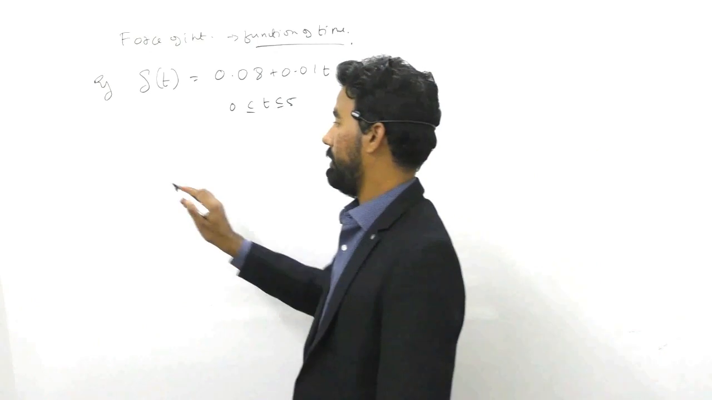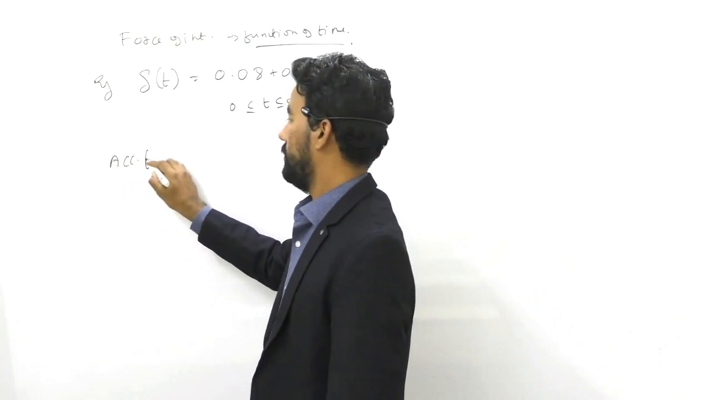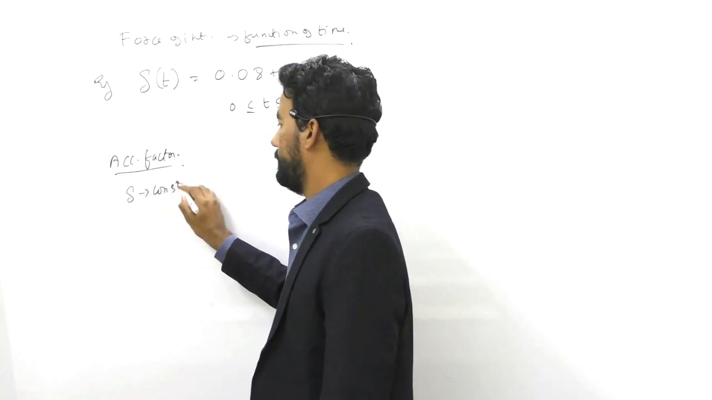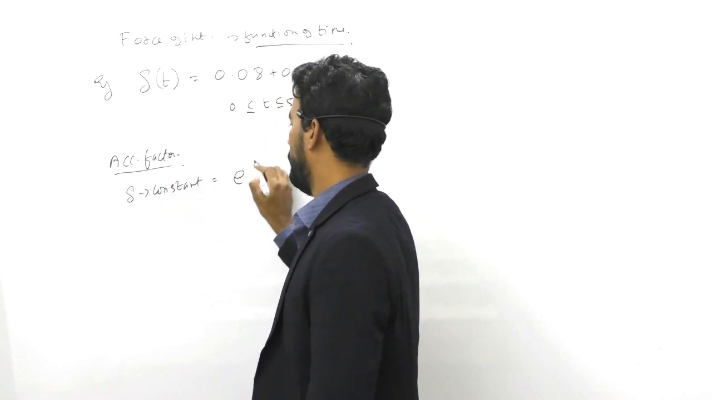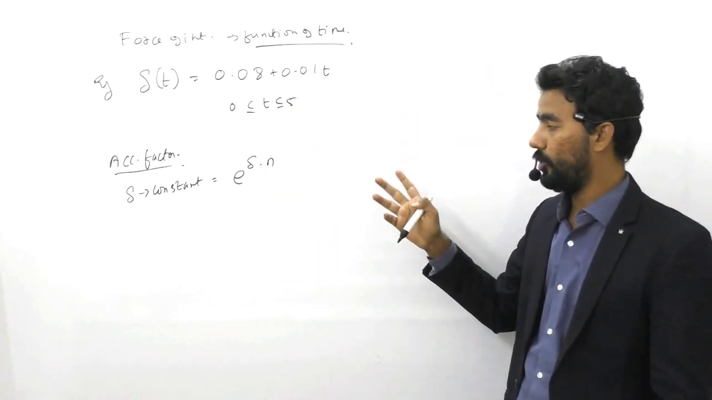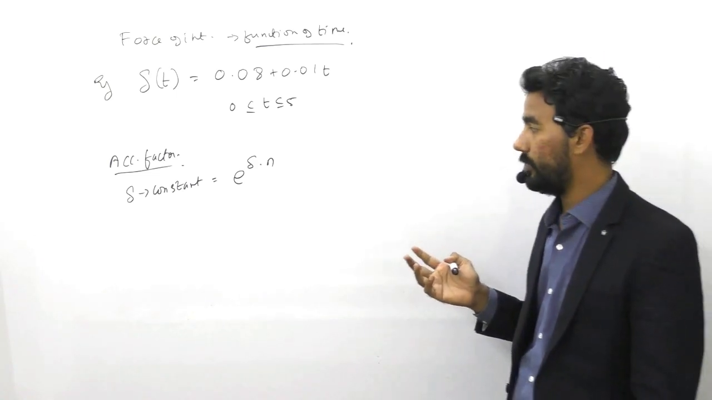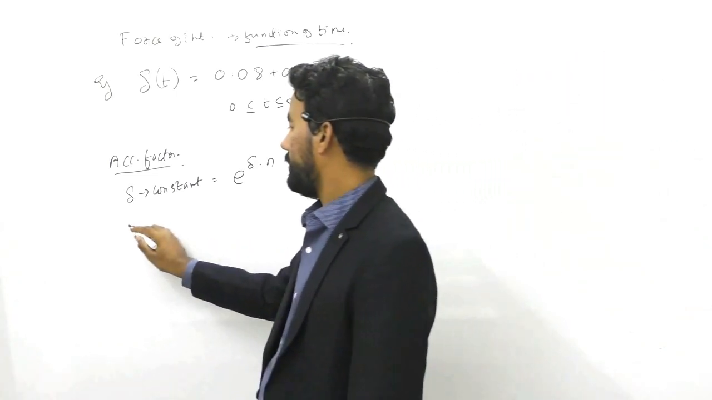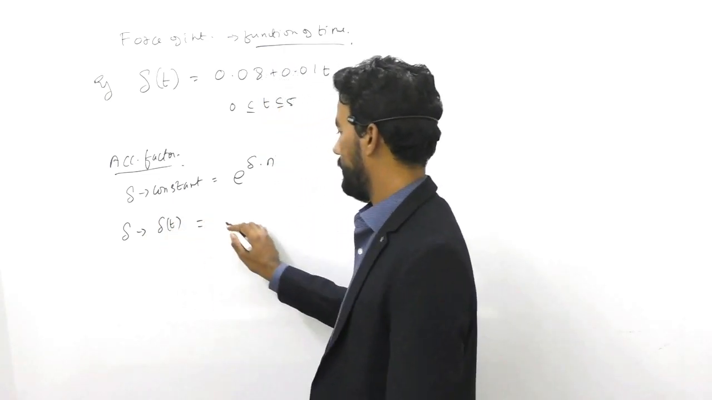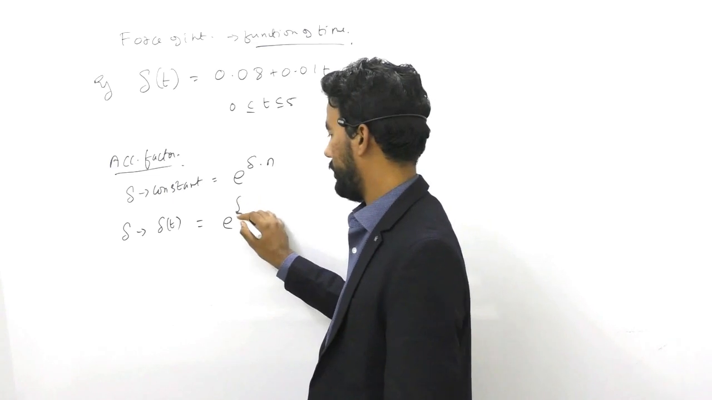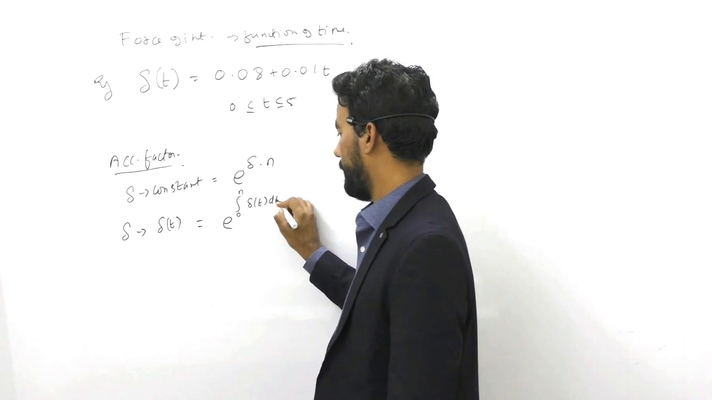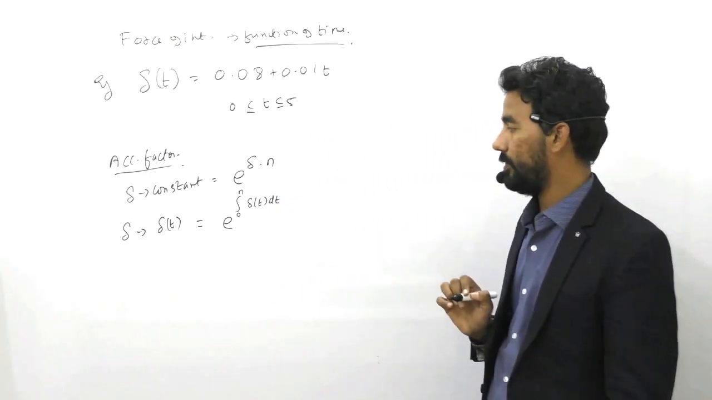We need to find the accumulation factor first. So when delta was constant, we did e raised to delta into n. Now the delta is not constant, so delta is a function, so you cannot simply do delta into n. It would not give you a good answer. So when delta is a function of time, what you have to do is e raised to the integration from 0 to n of delta t dt. We'll see what is the logic of this right now.